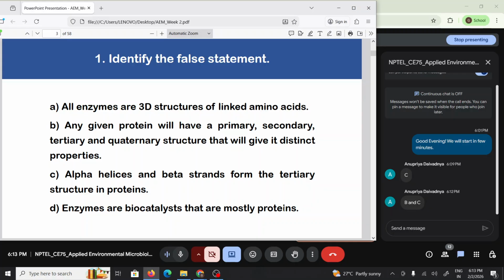And any given protein will have primary, secondary, tertiary, and quaternary structure that will give it distinct properties. No, quaternary structure is not present in all proteins. Up to tertiary structure, yes, proteins do have primary, secondary, and tertiary structure, but the quaternary structure is optional. And alpha helices and beta strands form the secondary structure in protein. And enzymes are biocatalysts and they are mostly proteins. Yes, that is also a true statement. Okay, I have not highlighted B here. I'll do that before I upload the PPT. So it's both B and C.